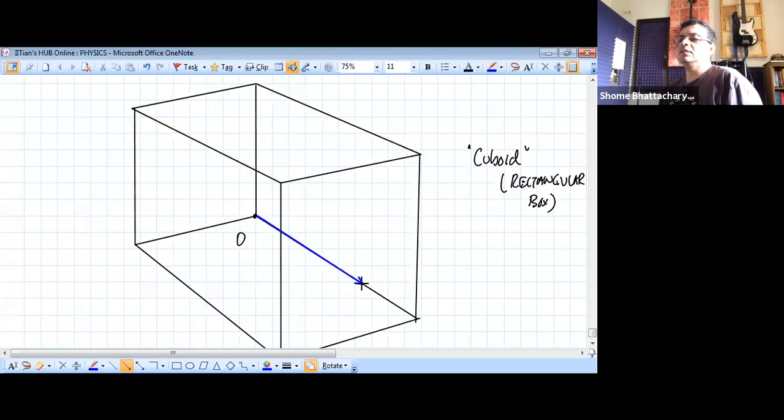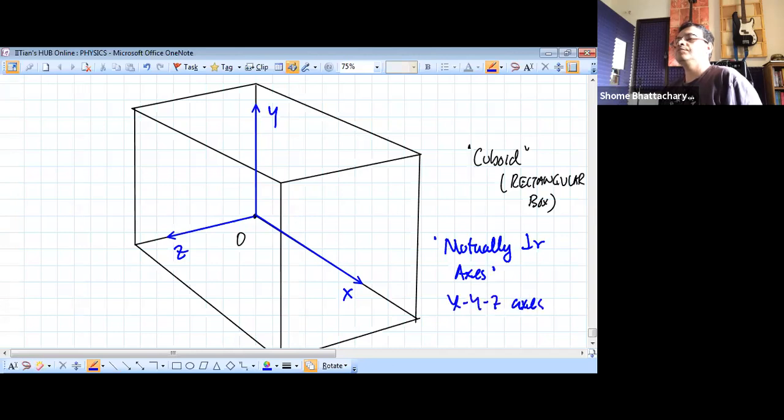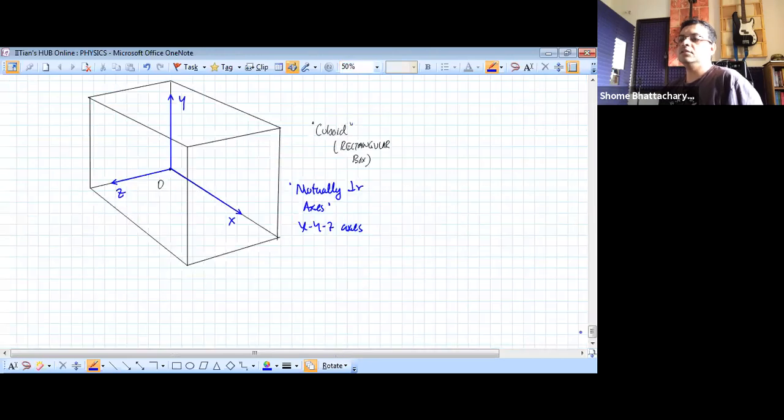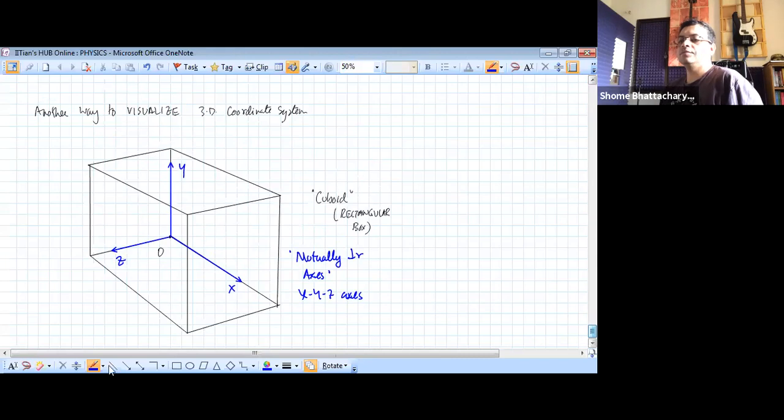इस डायरेक्शन को हम अपना x एक्सिस ले लेंगे, इस डायरेक्शन को हम अपना y एक्सिस ले लेंगे, and इस डायरेक्शन को अपना z एक्सिस. So they are three mutually perpendicular axes. You can see the mutually perpendicular axes, x, y, and z axis. So there is another way to visualize the three-dimensional coordinate system where x, y, z axis are three mutually perpendicular directions or three mutually perpendicular axes.